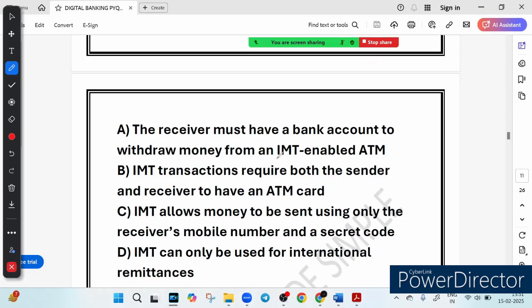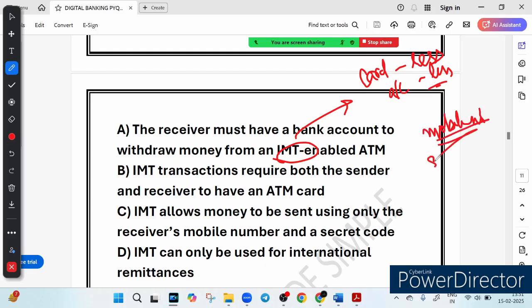This is incorrect, because the key feature of IMT is that it is cardless and accountless money transfer. The receiver does not need a bank account to withdraw money from an IMT enabled ATM. The only thing the receiver needs is their mobile number, and they should have a secret code sent by the sender.